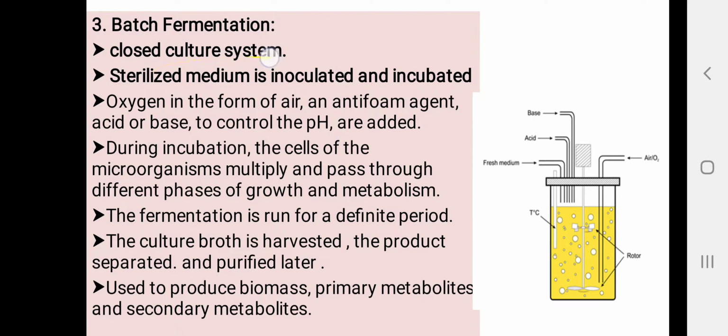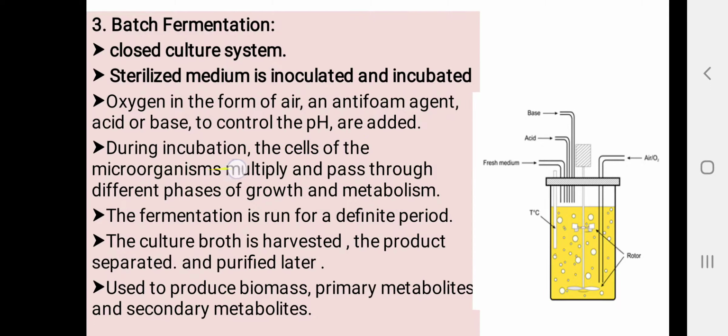So this batch fermentation is an example of a closed culture system. Here a sterilized medium is inoculated and it is then incubated. Oxygen in the form of air, in addition to oxygen, antifoaming agent, for example edible oils, and acids or bases to control the pH will be added into the fermenter.